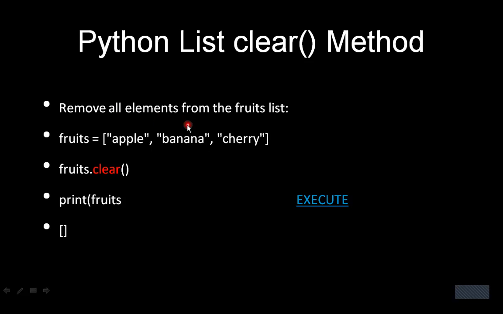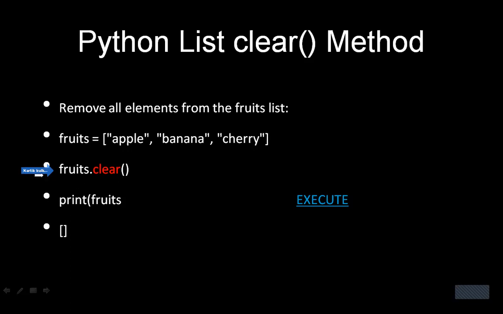Now we should understand how this clear method is going to be used. I have taken the same example, where the list name is fruits, and I have taken three fruit names: apple, banana, and cherry. Then, to clear all the elements, I will use fruits dot clear.